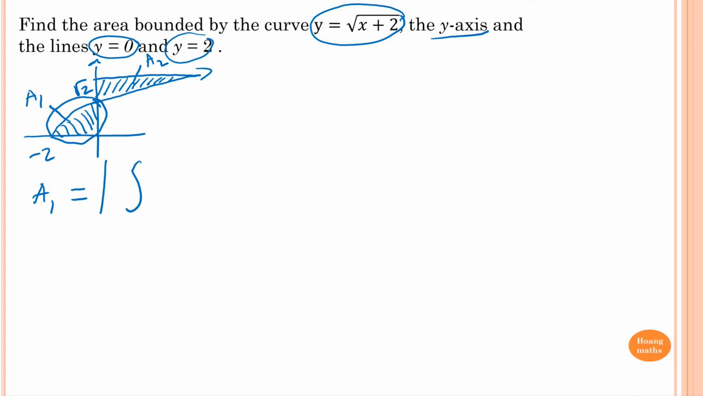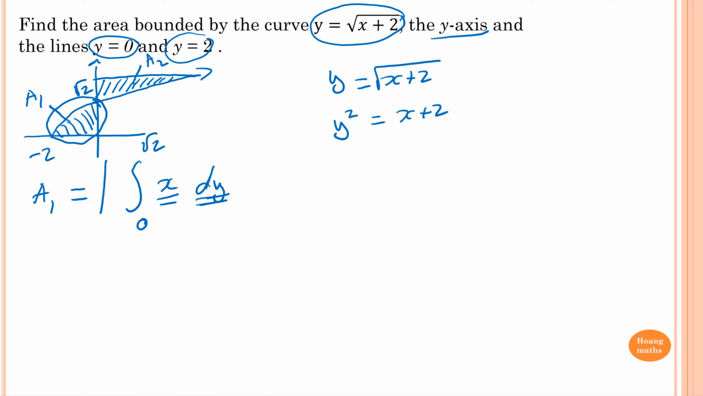the integral from 0 to square root 2, and because it's dy, x must be the function. Please remember that these two are always opposite: if it's dy, x must be a function of y; if it's dx, y must be a function of x. So now we find x first. y equals square root of x plus 2, so we square both sides: y squared equals x plus 2. Moving 2 over, y squared minus 2 equals x.